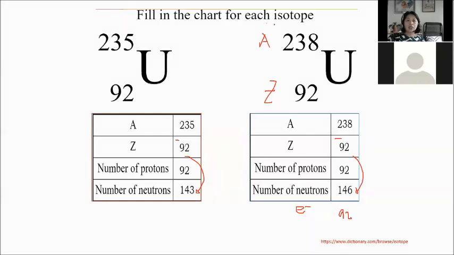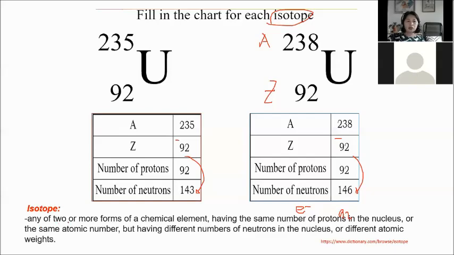Okay, so an isotope therefore is an atom containing the same atomic number but different mass numbers. Okay, so any of two or more forms of a chemical element having the same number of protons, that's in our example 92, or the same atomic number, pareho din yun, but having different numbers of neutrons. They differ in neutrons, or they differ in mass number kasi nandoon sa mass number ang number of neutrons.